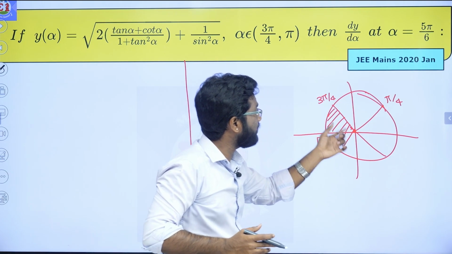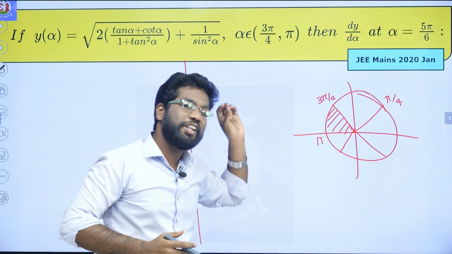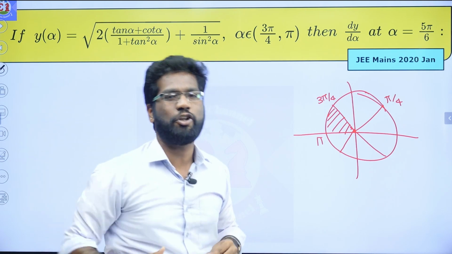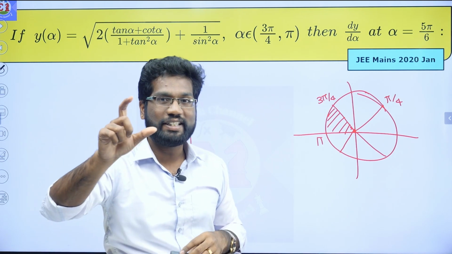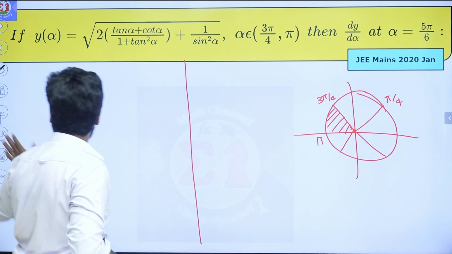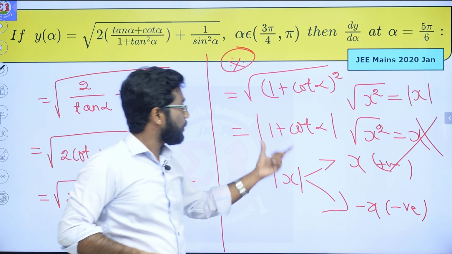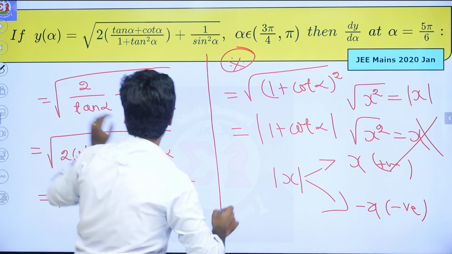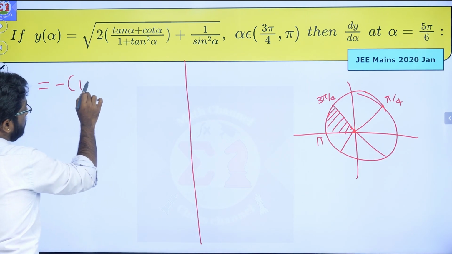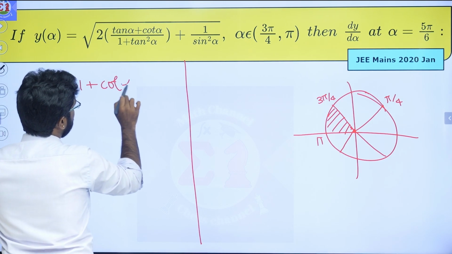But this region is in the second quadrant. If it is the second quadrant, it gives me only negative values, my dear students. So if it is negative, when it comes into the modulus function, it becomes positive. That's what I explained to you here. So here this term, I write minus of 1 plus cot alpha, my dear students.